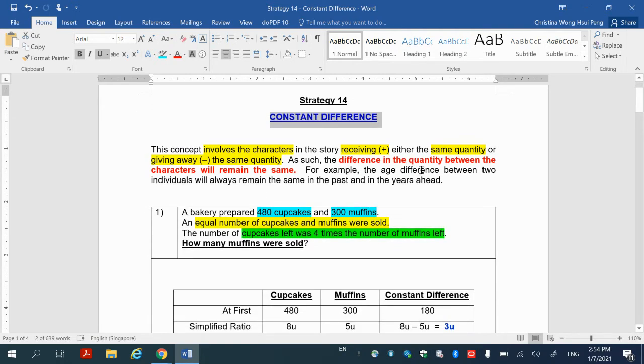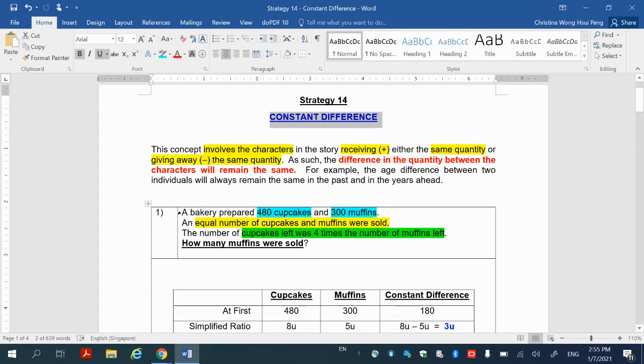Questions involving age fall very well under the constant difference strategy because the difference between, for example, yourself and your sister, or yourself and your sibling, or yourself and your father will always be fixed, regardless of whether we are talking about last year or 10 years later. The difference is constant. So let's look at question 1 to have a better idea how this strategy is applied.